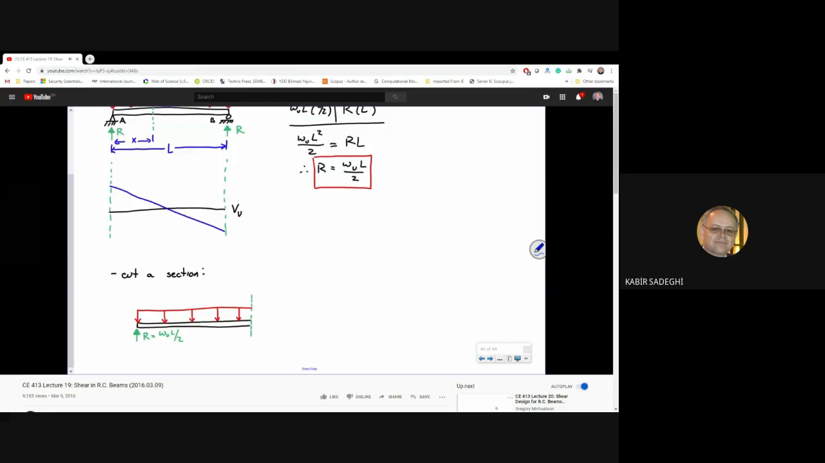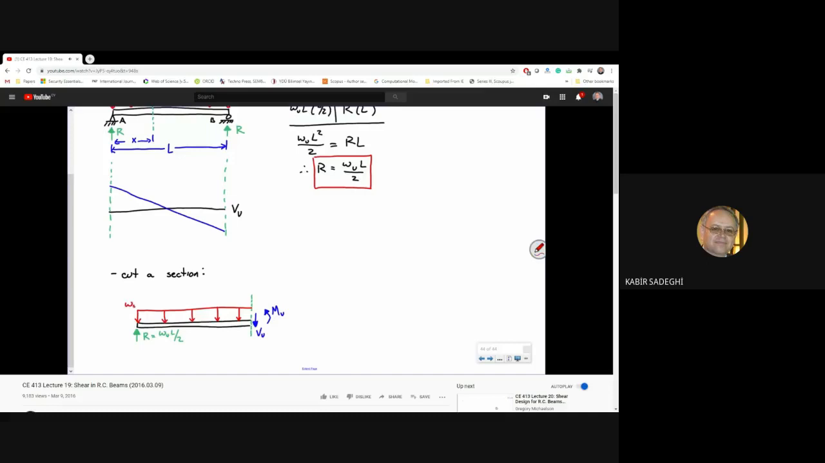Remember, inside the beam, I have some unknown shear and some unknown moment. I don't know what they are. Maybe we'll call it, going to be consistent with our notation, MU. Call this VU. Okay, right?